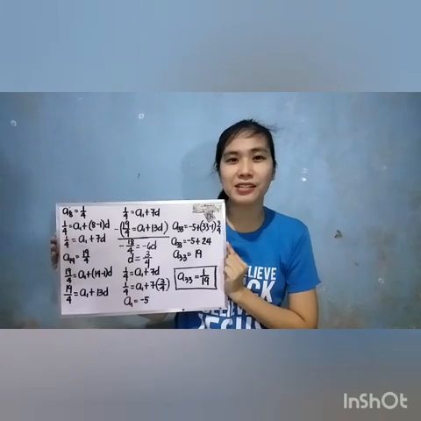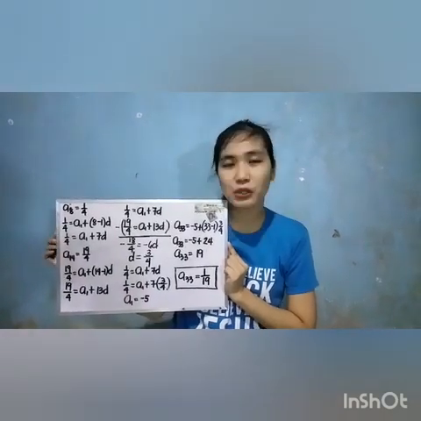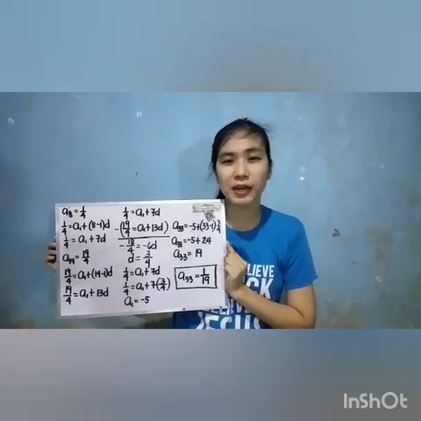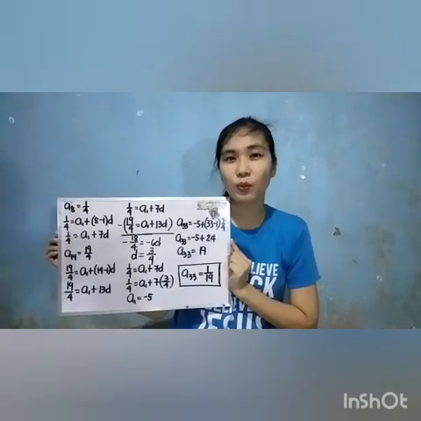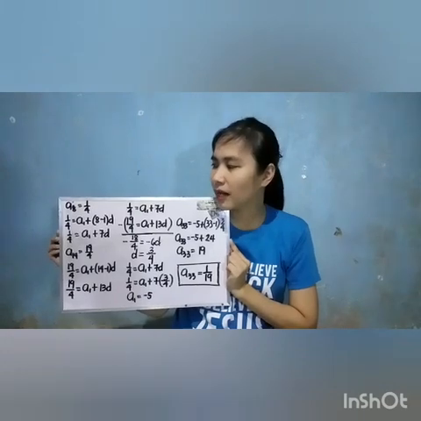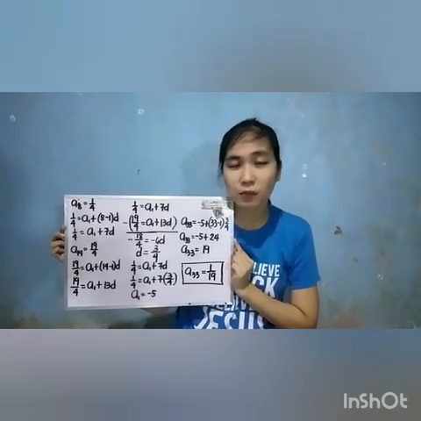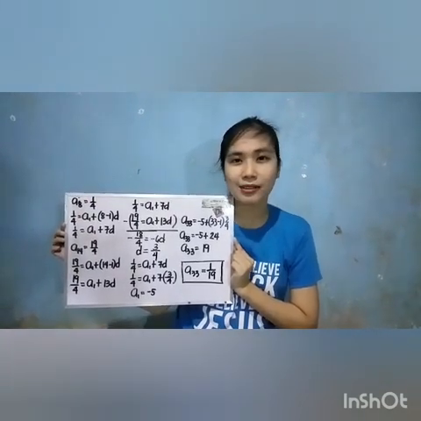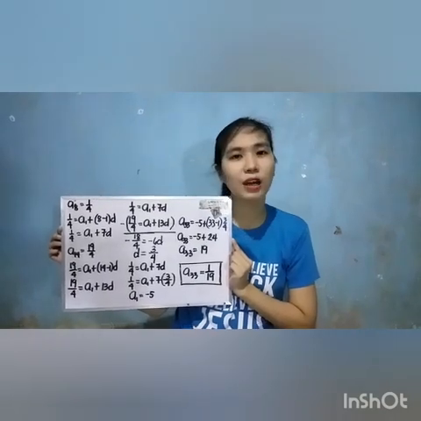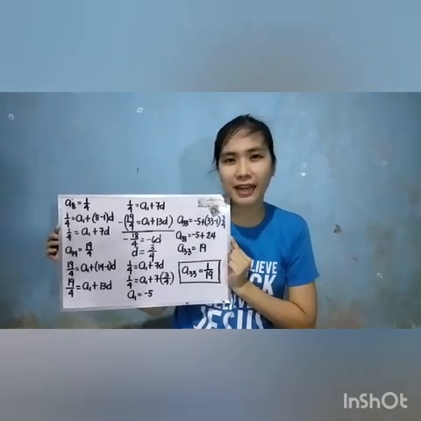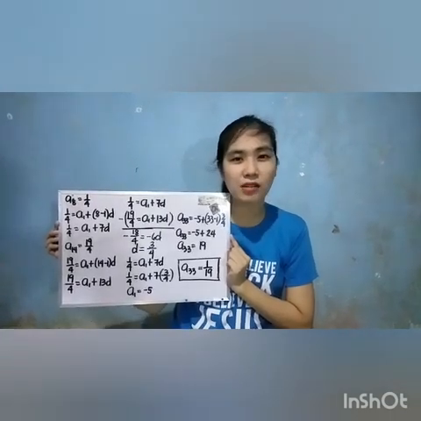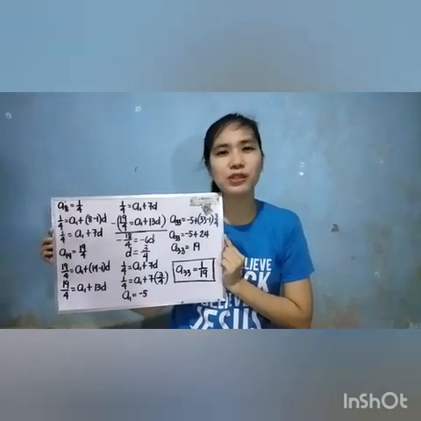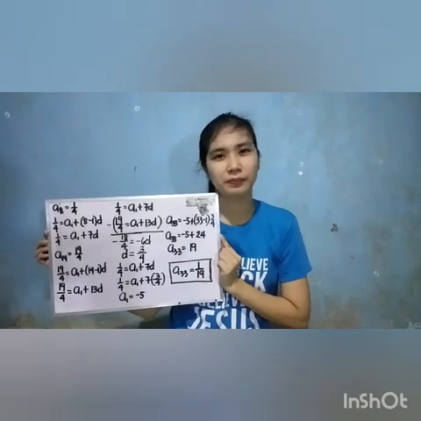A sub 8 is equal to 1/4. Using the formula a sub n is equal to a sub 1 plus the quantity n minus 1 times d, we substitute the values. We have 1/4 is equal to a sub 1 plus 8 as the number of terms minus 1 times d. Simplifying this, we will have 1/4 is equal to a sub 1 plus 7d. And this one serves as the first equation.